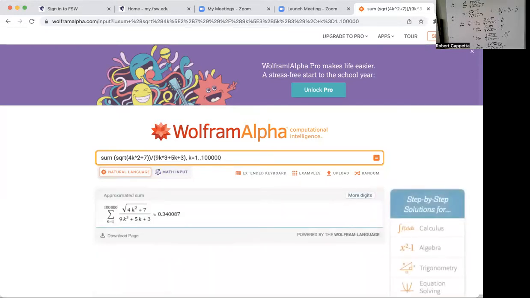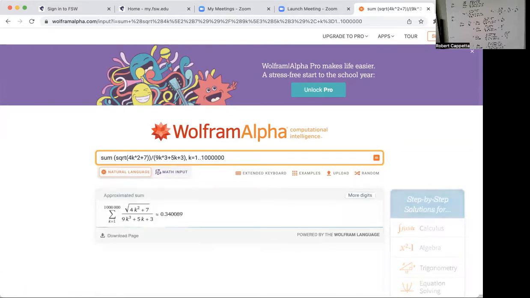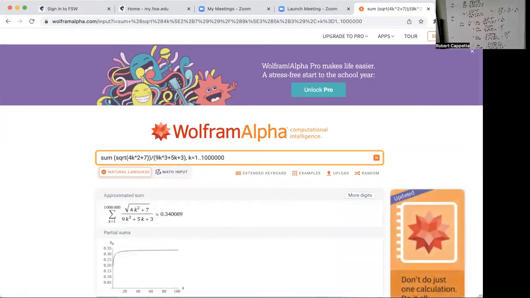About 100,000. Let's take a little while longer. 0.340087. Can I add one extra zero? Well, I still get 0.340087. Then 0.340089, but I think that 0.34008 is a pretty good approximation, rounding it up to 0.34009. So let's stick with that one for our guess.